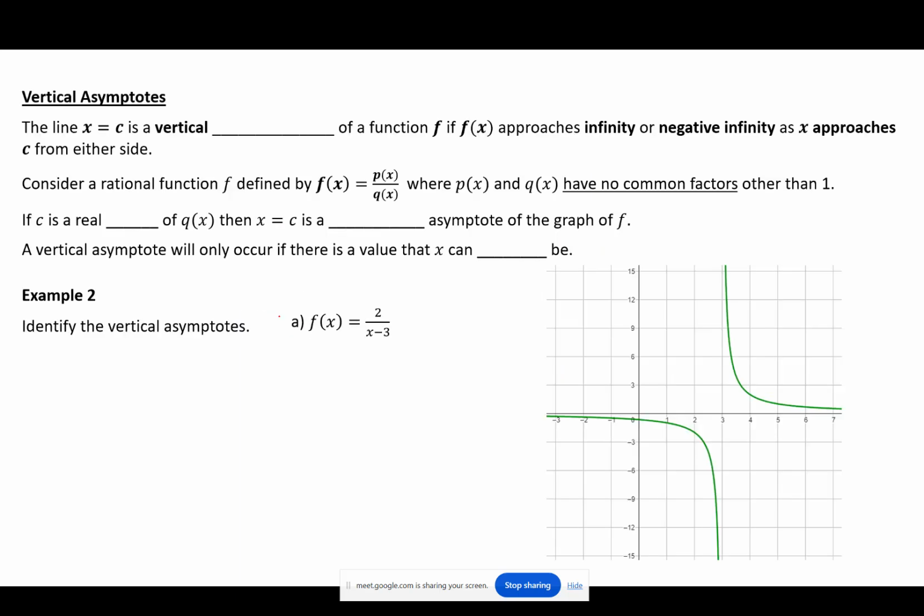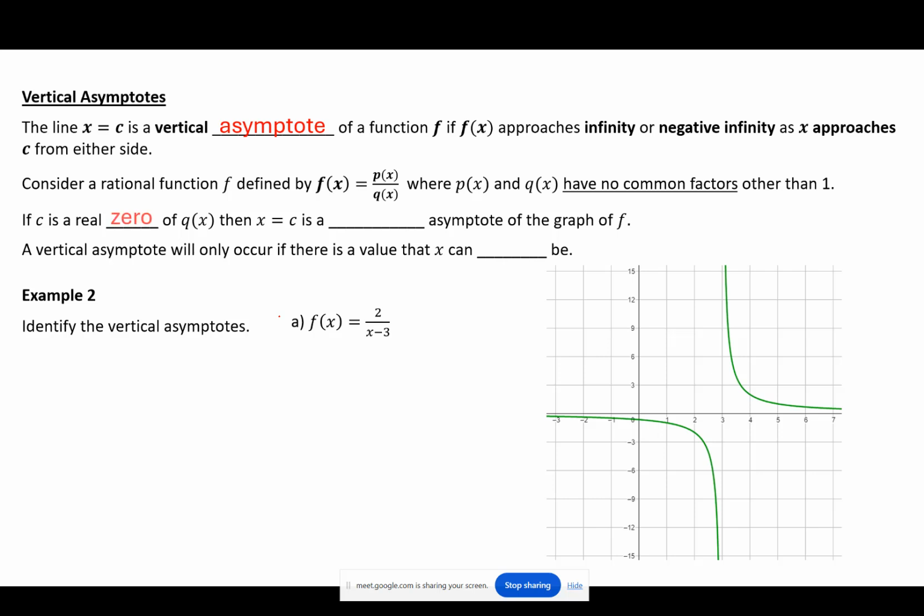Vertical asymptotes. The line x equals c is a vertical asymptote of a function f if f of x approaches infinity or negative infinity as x approaches c from either side. So consider a rational function f defined by f of x equals p of x over q of x, where p of x and q of x have no common factors. Okay, so this is going to be important in a second. The function has to be in lowest terms for what I'm about to say to be true. So consider a rational function f, p of x over q of x in lowest terms.